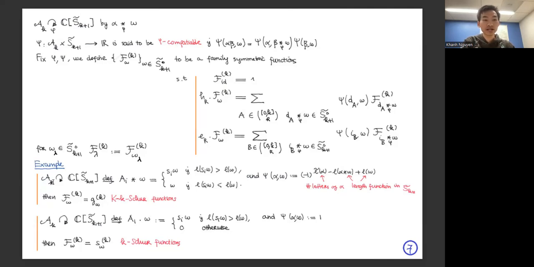Similarly, when we replace the action of the first example by the formula, in the case when the length of SIW is less than the length of W, instead of setting the image by W, I put the image of the action by 0, and we replace the function phi here, upper C, sorry, by 1. So you can see that this function satisfies the compatible relation here. And in this case, the function FWK coincides with the k-Schur function SWK.